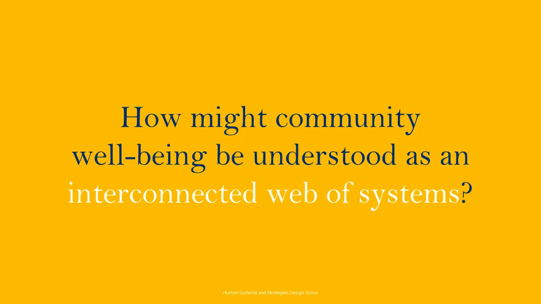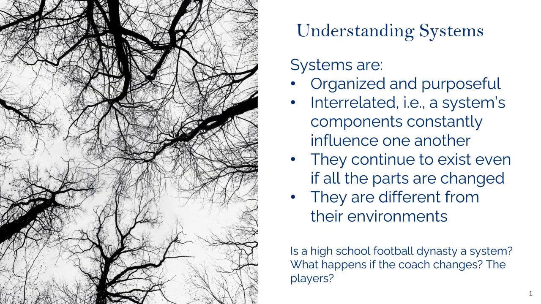Now let's learn from the experts. So how might community well-being be understood as an interconnected web of systems? Systems themselves, in this picture there's a tree, is a system. Systems are organized and purposeful, so they have the same component parts, or the same roles for the parts. The components can change, and they have a purpose, and that purpose is always fulfilled.